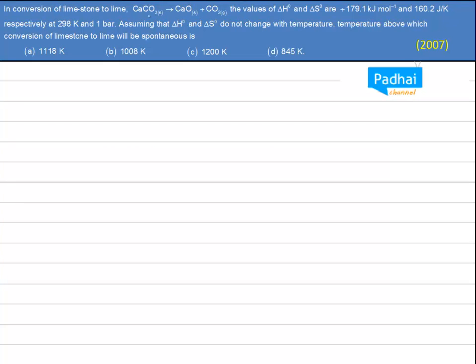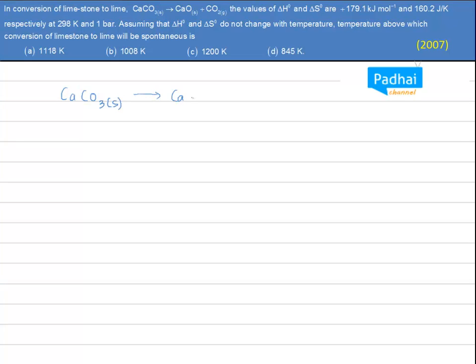In the conversion of limestone to lime, the equation is given to us where CaCO3 is getting converted to lime, which is CaO plus CO2. The values of delta H naught and delta S naught are given. These are the delta H and delta S naught values for this reaction, respectively, at 298 Kelvin and 1 bar. Assuming that delta H naught and delta S naught do not change with temperature, find the temperature above which conversion of limestone to lime will be spontaneous. That means basically this process should be spontaneous.